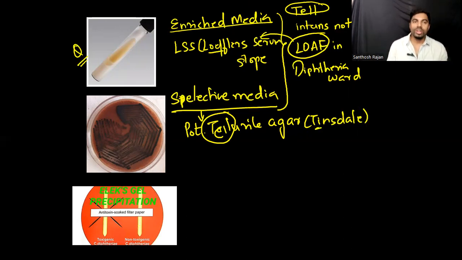Now, what is the important question? This is easy: selective media, enriched media, anybody can say now. On potassium tellurite, if you get black colored colonies, those are positive. That means Corynebacterium diphtheriae is positive.